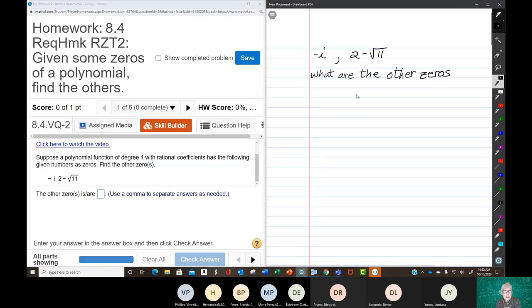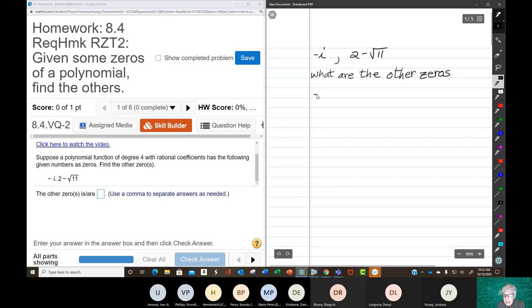If you want the coefficients of the variables to not be weird looking like this or this, you have got to have the conjugates involved. So, and that's what it says. Suppose a polynomial function of degree 4 with rational coefficients. That's numbers like 2 or negative 5/3. Not these.